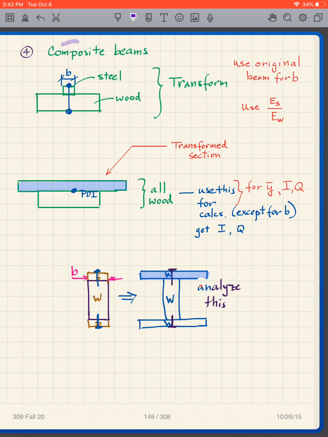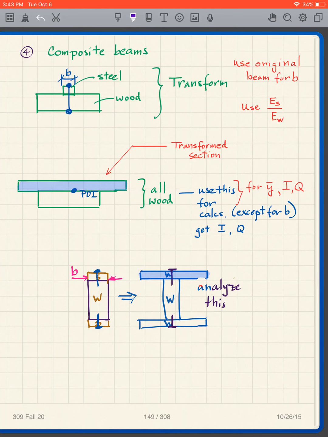How do I handle a composite beam? Well, we're going to do the same trick that we did before. If I have my steel and wood, I'm going to transform it. I get my transformed section. It looks like that. I expand the steel. My bolt goes through here like that. My point of interest is going to be there at the interface again.